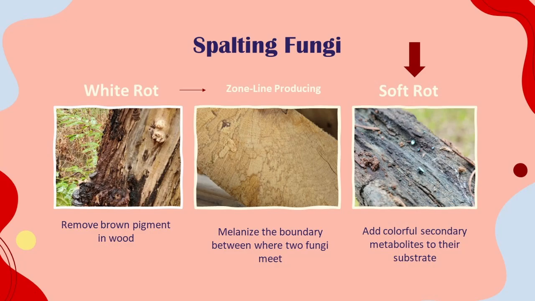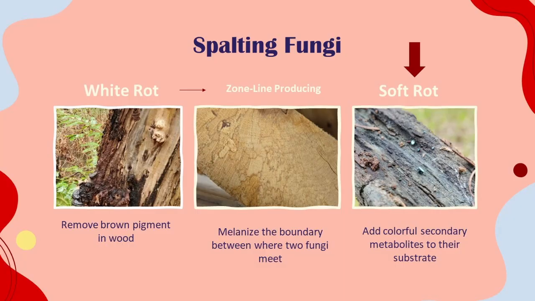First, we have our white rot fungi. These fungi remove the brown component in wood and leave behind a light-colored sugary residue. The ability to remove this brown component, known as lignin, is unique to white rot fungi, and as such, you're typically going to find white rot on its own as it's one of the first major decomposers of wood.